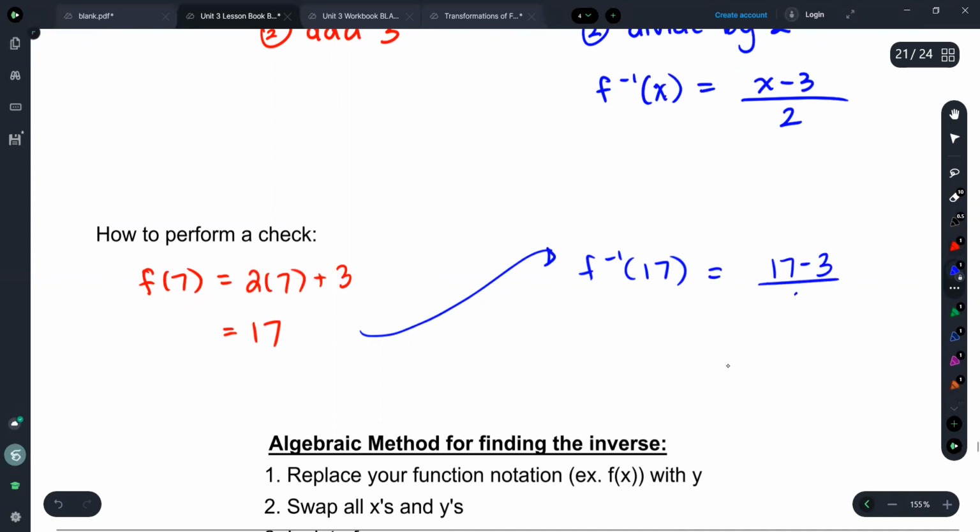If it doesn't, then there's something wrong with my inverse. So if I evaluate f inverse at 17, what I got out from my original 7, I'm getting 14 over 2, and this gives me out 7. So did I get what I started with? Yeah, so this is good.